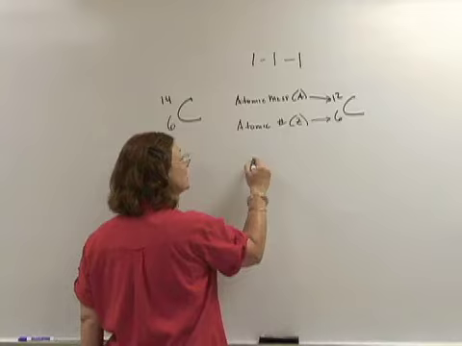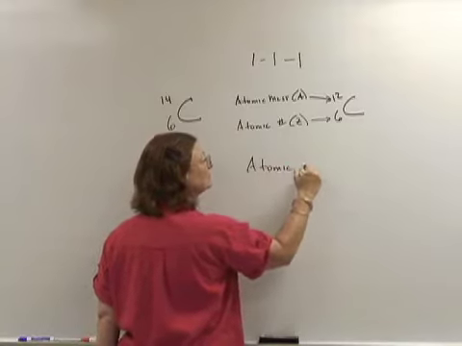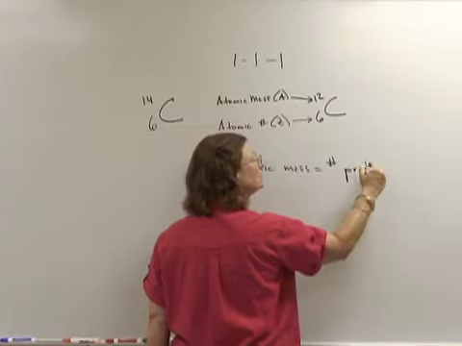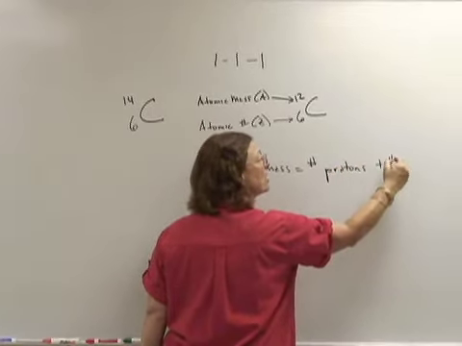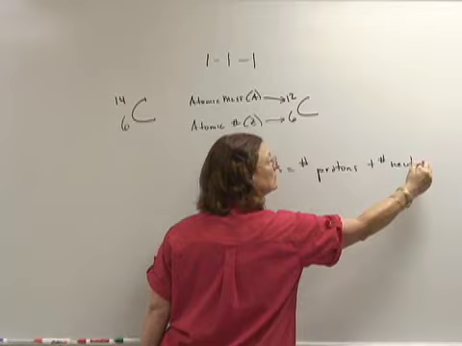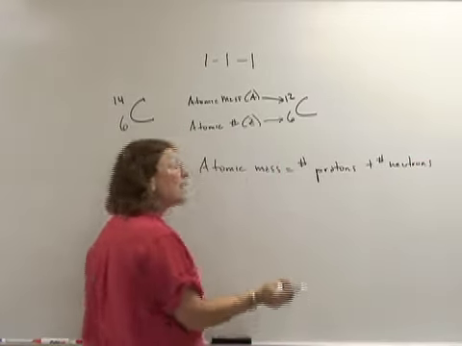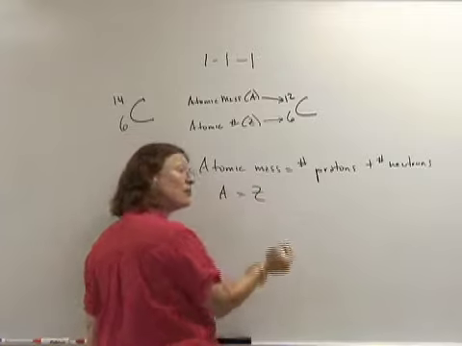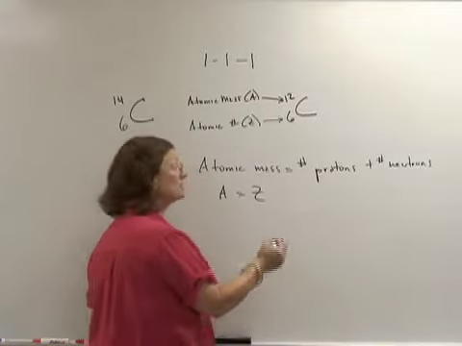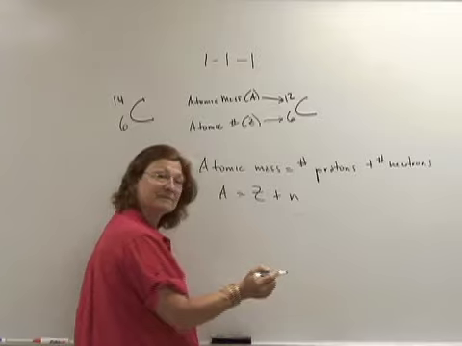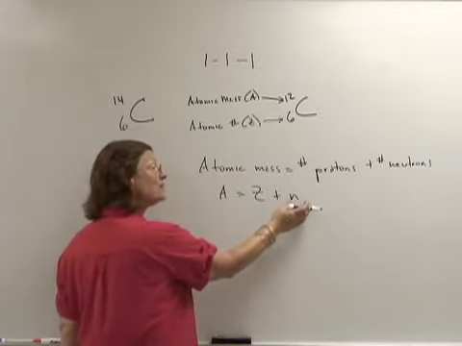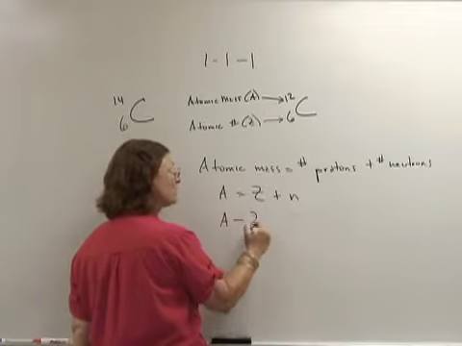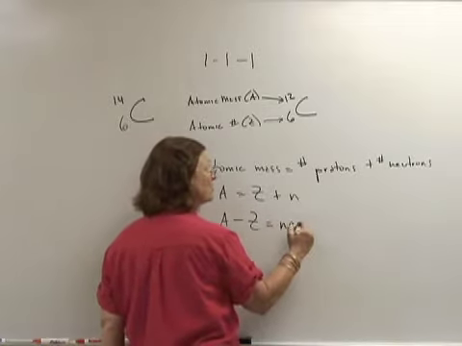Well, we know that the atomic mass is equal to the number of protons plus the number of neutrons. And therefore, to figure out the number of neutrons, we take the atomic mass and we subtract the atomic number to get the number of neutrons.